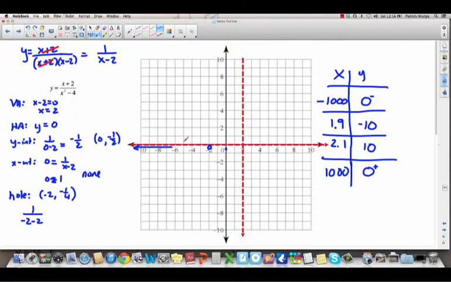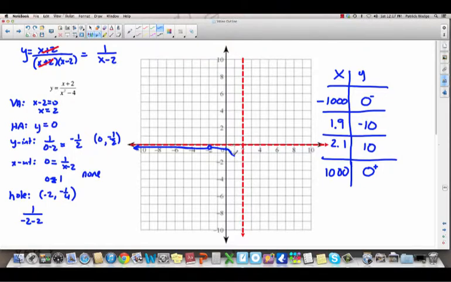Because it couldn't have crossed it anywhere. And that makes sense because here's our hole in the graph, so it must come over here to the hole, doesn't go through, a point of discontinuity, comes through this point, and when we get to 1.9, so that's right around here, we're all the way down to negative 10.